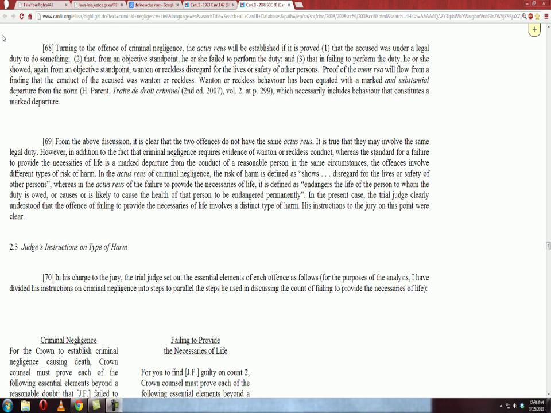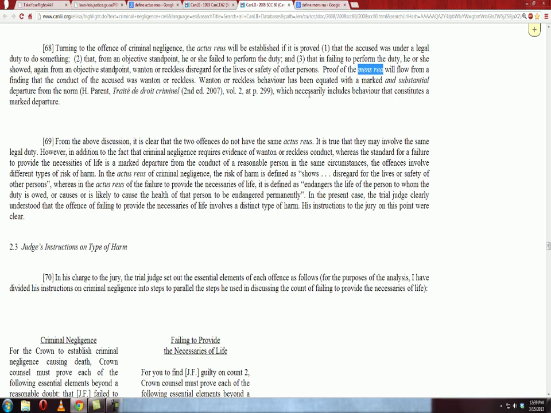It reads, turning to the offense of criminal negligence, the actus reus will be established if it is proved, 1. That the accused was under a legal duty to do something, 2. That from an objective standpoint, he or she failed to perform the duty, and 3. In failing to perform the duty, he or she showed, again from an objective standpoint, wanton or reckless disregard for the lives or safety of other persons.